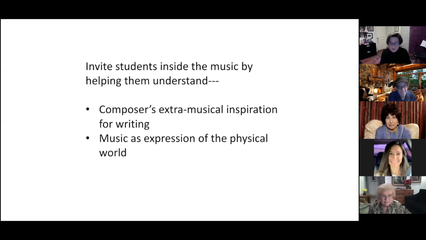We can also help students get inside the music by helping them understand that composers are often inspired by their own experiences. When I travel, for example, I get inspired by the new places and the people that I meet. So, let's look at one of my musical travel journals, in which composition serves as a way to put new experiences into musical expression.